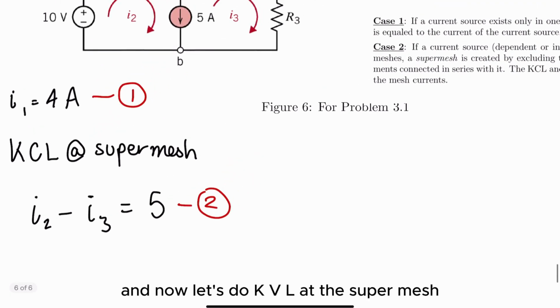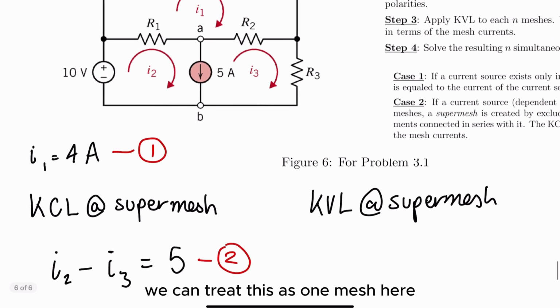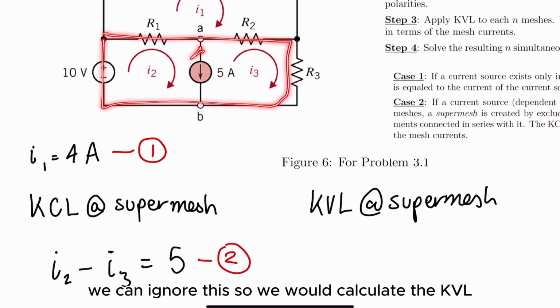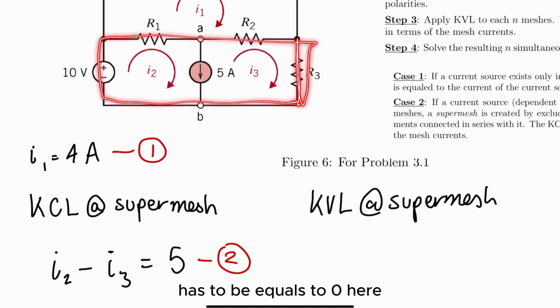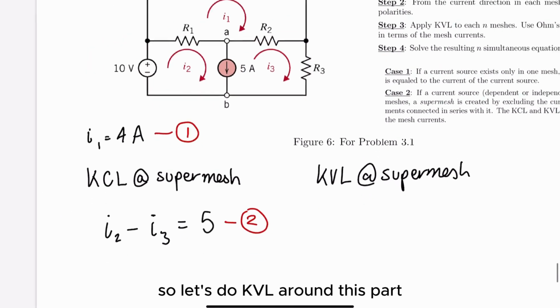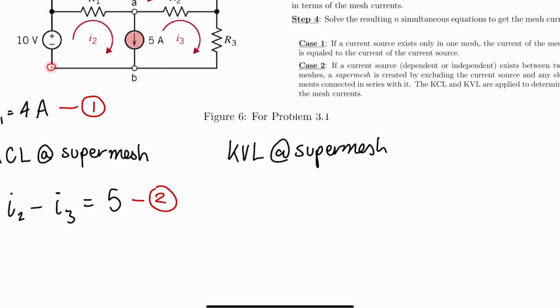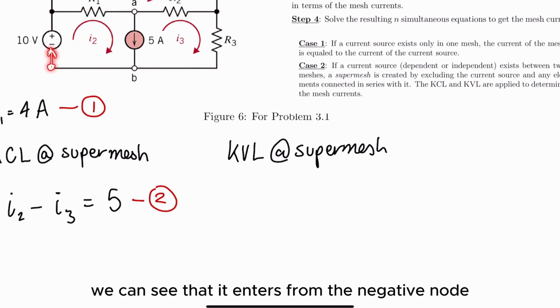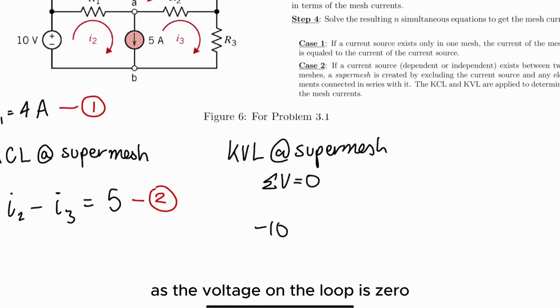Now let's do KVL at the super mesh. Since this is a super mesh, we can treat this as one mesh here and ignore this. So we would calculate the KVL, which is the voltage around a loop, has to be equal to 0. Let's start here first. If we move up here, we can see that it enters from the negative node, so that would give us minus 10 here, as the voltage around the loop is 0.